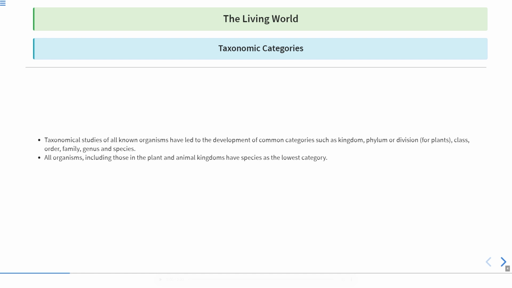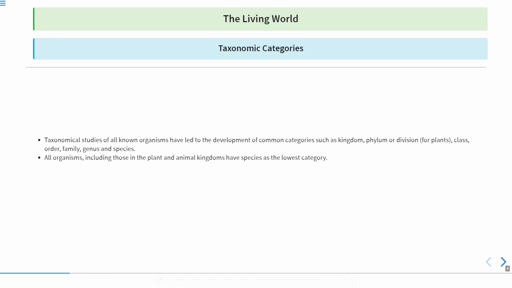What are the names of those categories? The names of those categories are kingdom. So we have the plant kingdom, we have the animal kingdom, and we have phylum or division. The term phylum is used for animal classification, when you are classifying the animals. In the case of plants, we have divisions, not phylum. So whenever you write phylum, be sure that it is used for animals only, not for plants. For plants, we use division.